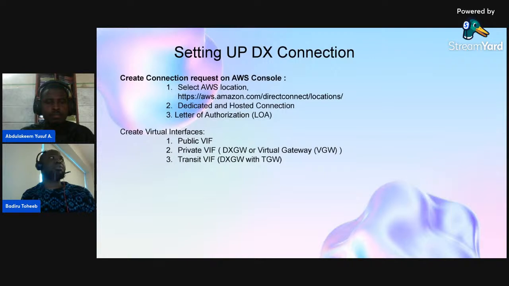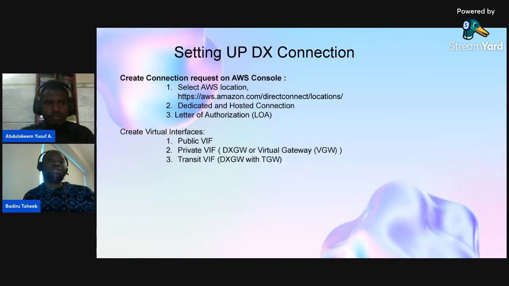But take for example, what if you have a situation whereby your colocation center has no 1 gig DX service available, or maybe the one that is available is 10 gig. But as a small scale enterprise, what you want is 1 gig. Then you have to do something called a hosted connection. A hosted connection is a kind of connection whereby you have AWS partners. There are some companies that partner with AWS. They buy connections directly from Amazon and resell to you, based on whatever you need.